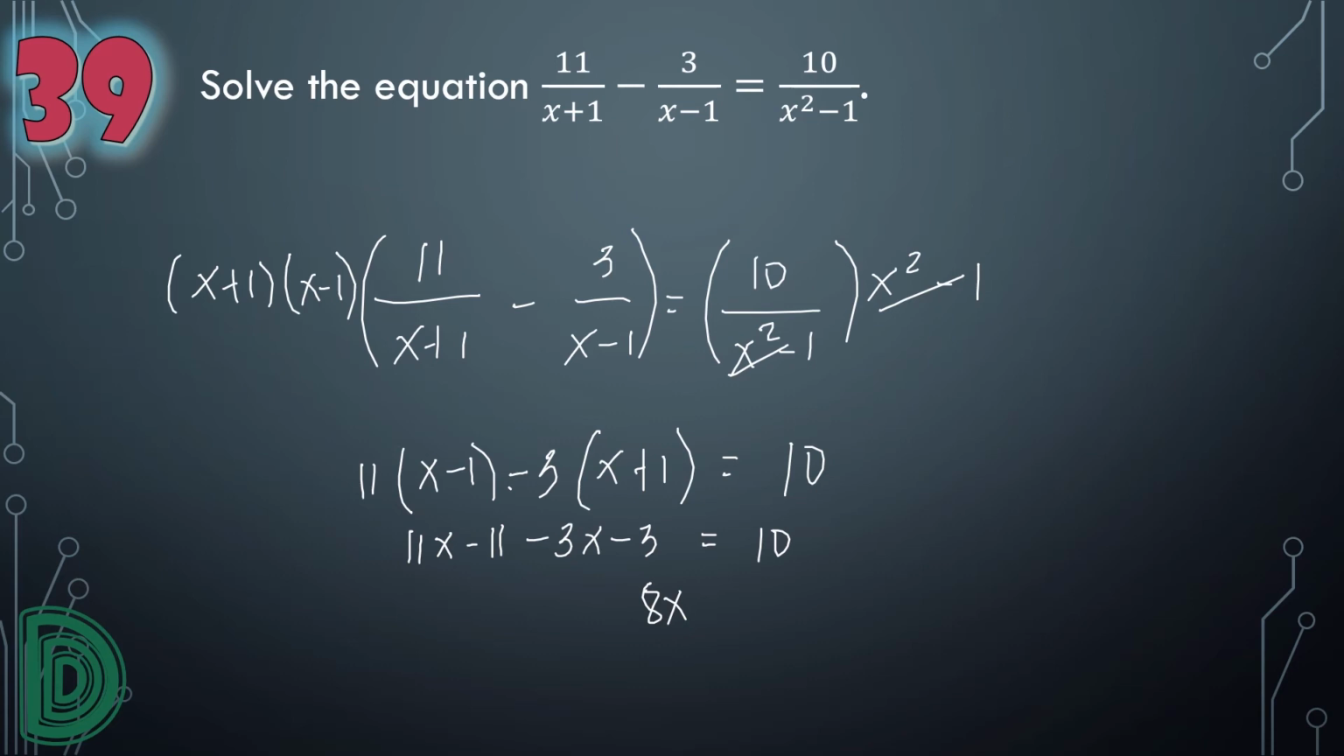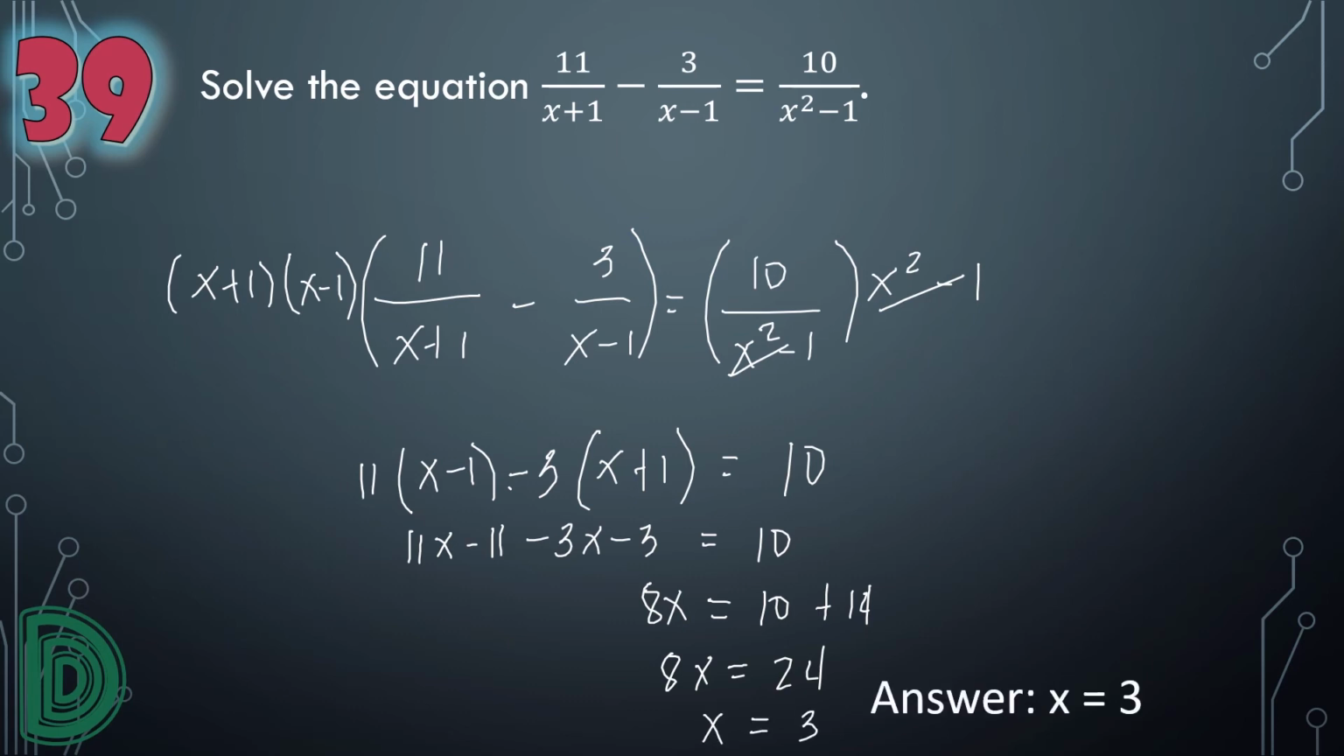If we add 14 to both sides, then that will be 10 plus 14 on the right hand side. So we have 8x equals 24. Solving for x, we divide both sides by 8, then x is equal to 3.